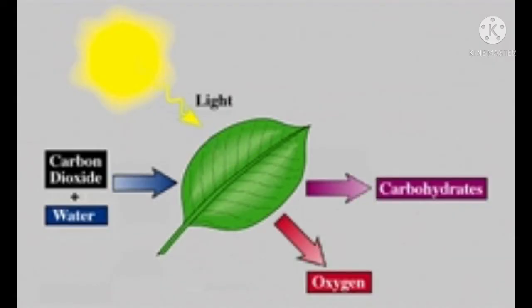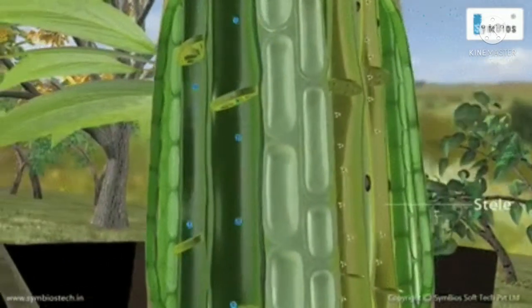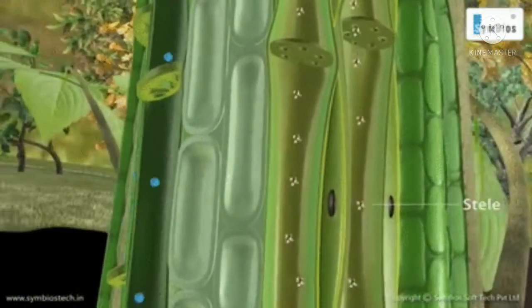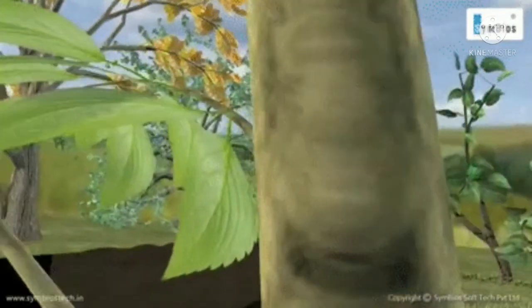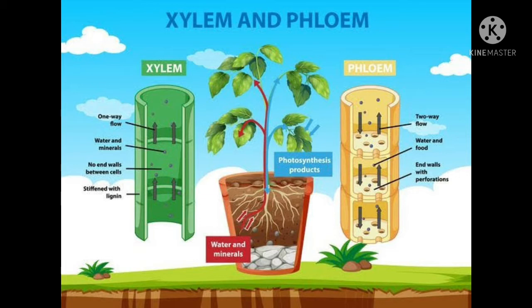You have learned that through the process of photosynthesis, food is prepared in the leaves. Then, how is it supplied to the remaining parts of the plant? It is through phloem. Phloem helps in the conduction of food in plants. The xylem and the phloem are together called vascular bundles.